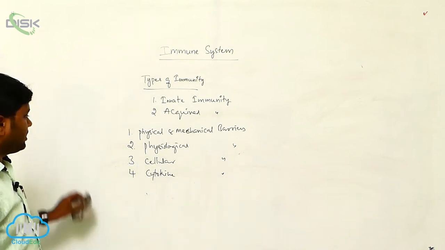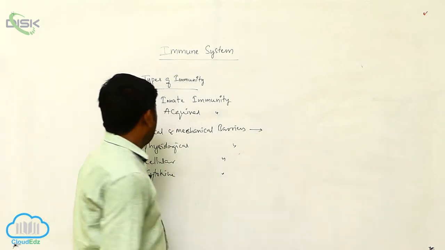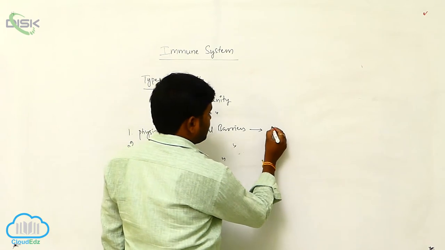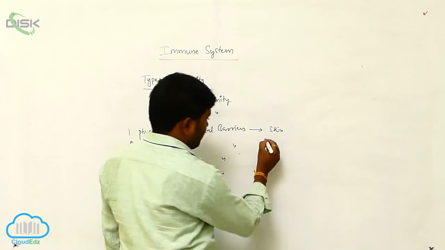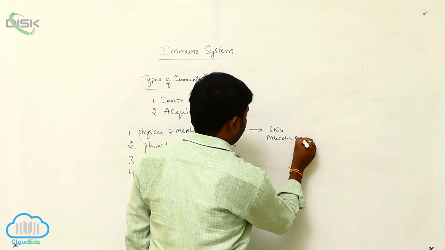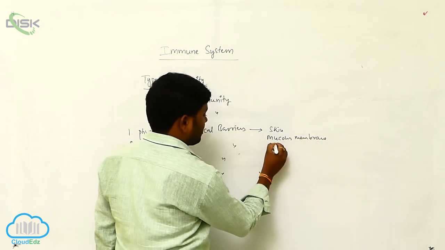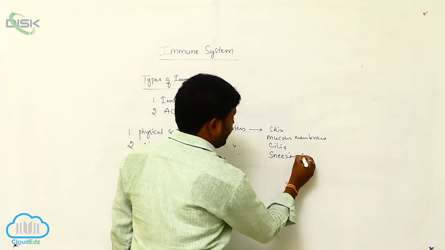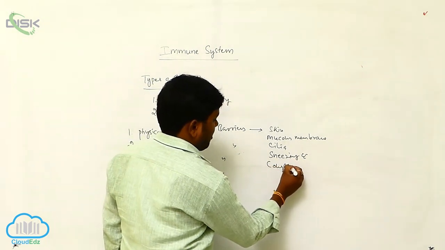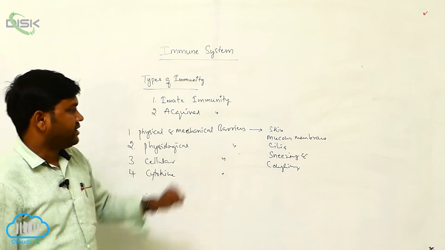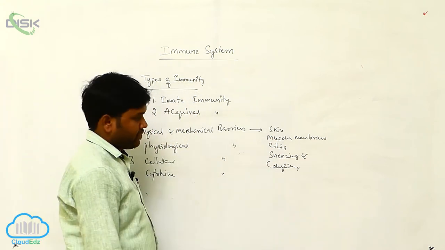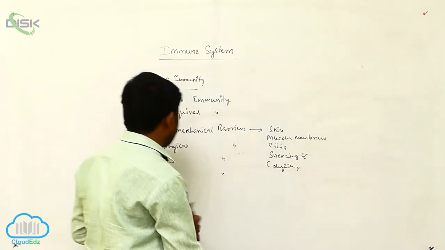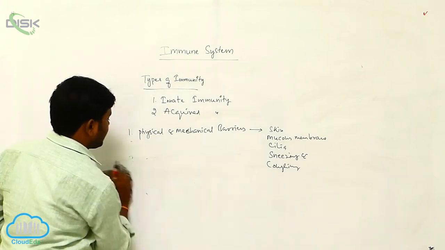So let's see the physical barriers. Here the physical and mechanical barriers include skin, mucous membrane, cilia, sneezing and coughing. So the physical barriers are skin, mucous membrane, cilia, sneezing and coughing. Our first one is skin.